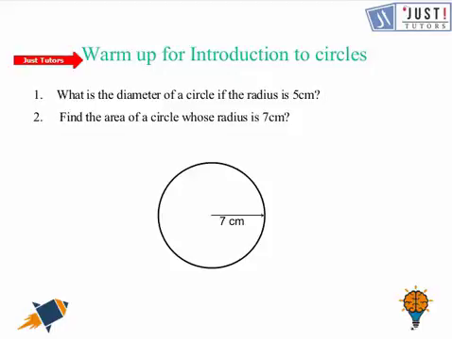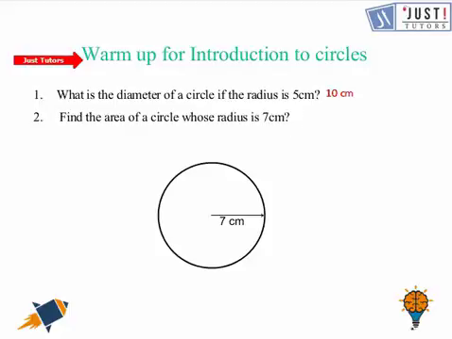In the first one, it says, what is the diameter of a circle if the radius is 5 centimeters? The diameter is basically double of the radius, so it's 10 centimeters. In the second one, we need to find the area of a circle whose radius is given to us.